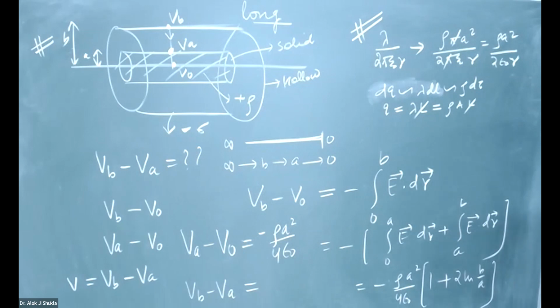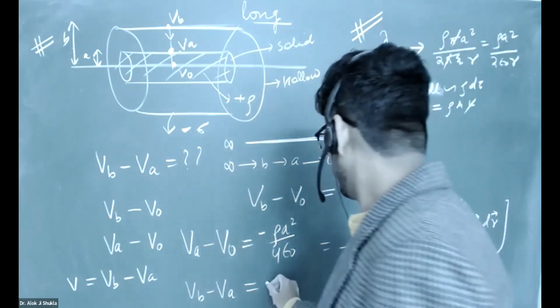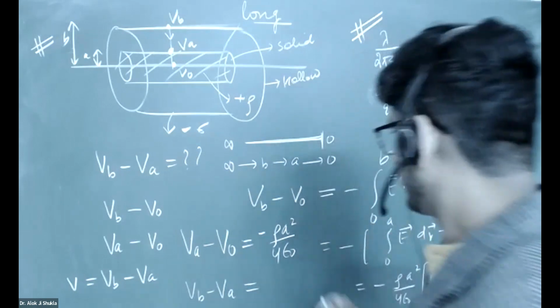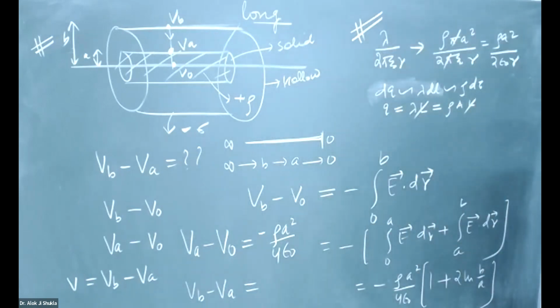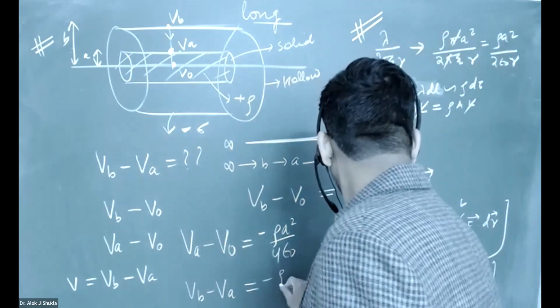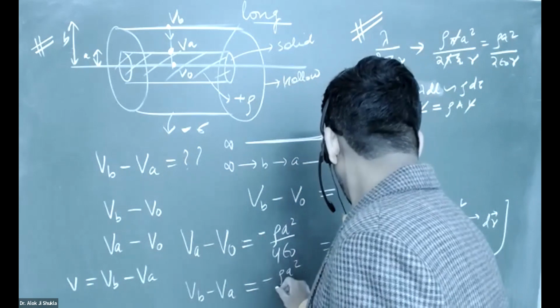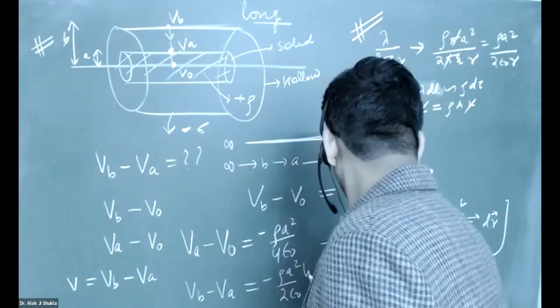सर, minus rho a square upon 2 epsilon naught log of b by a. You will put VB minus VA. Yes sir, coming that only, minus rho a square upon 2 epsilon naught ln of B by A. अरे, when you will subtract, ये कैंसिल नहीं हो जाएगा? कैंसिल हो रहा है, लेकिन बीच के जो टर्म्स हैं वो उसमें माइनस है ना सेकेंड टर्म में, तो वो रह जाएगा. So it will become minus rho a square by 2 epsilon naught ln B by A.